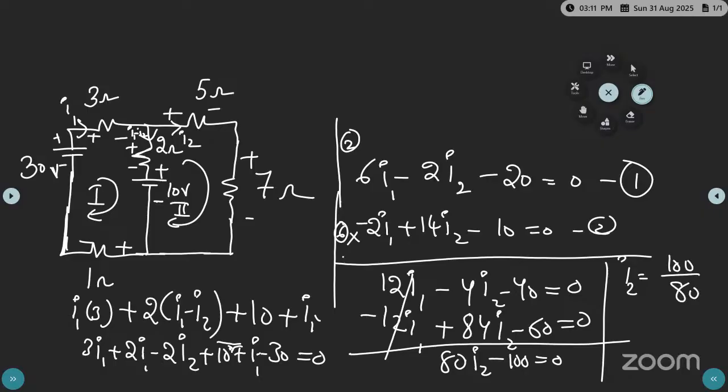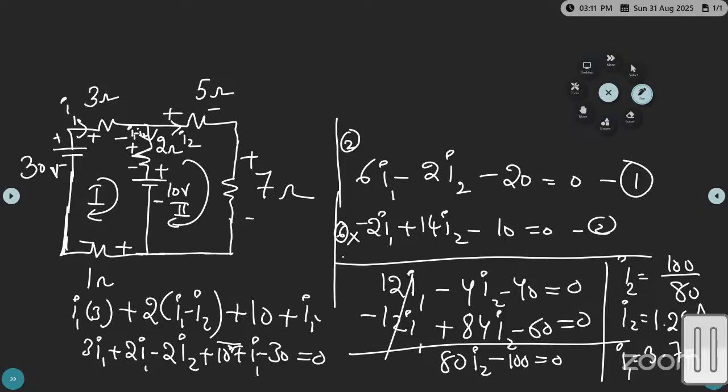What is the value of I2? 1.25 amps. Substitute this I2 value in any one equation, you will get the I1 value. You do that one. What is the value of I1 now? I1 is 3.75.